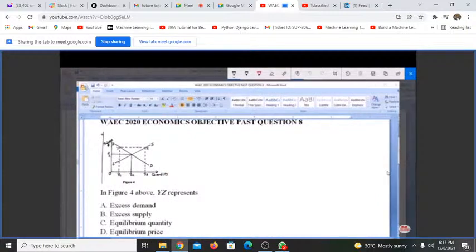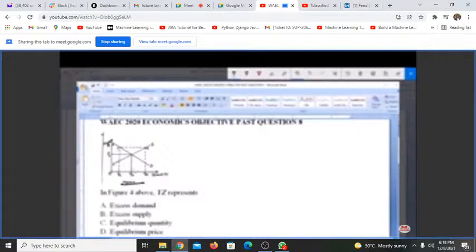I will be answering WAEC 2020 Economics Objective Past Question 8. So you have this figure represented here, and it is labeled as Figure 4. Now in Figure 4 above, YZ represents A. Excess demand, B. Excess supply, C. Equilibrium quantity, D. Equilibrium price.